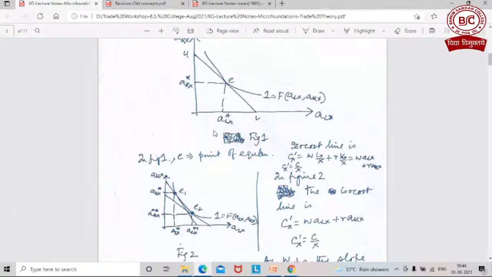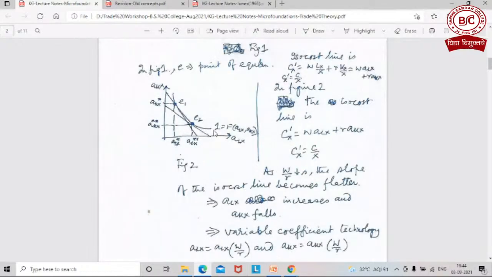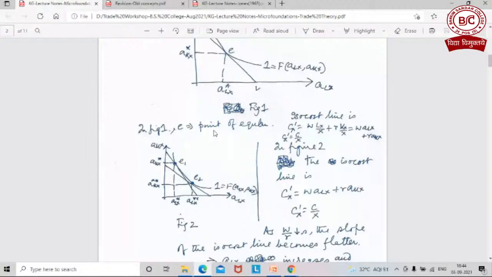So what do we conclude from here? We conclude that aLX changes as a result of a change in W divided by R, the wage-rental ratio. So aLX, this input-output ratio, the labor coefficient, is sensitive to change in W by R. It's not fixed. aKX is also sensitive to change in W divided by R. This is the implication that aLX and aKX are no more fixed. aLX will increase when W by R falls.